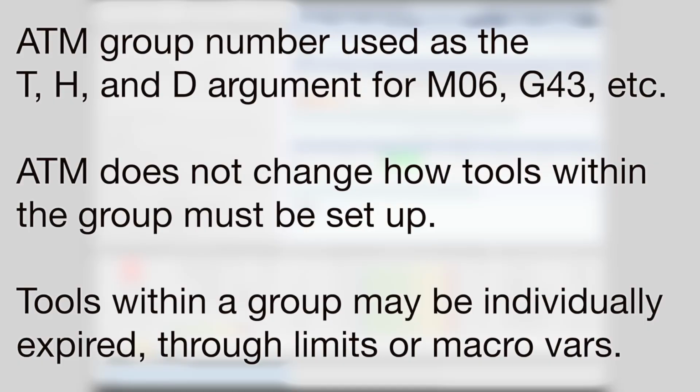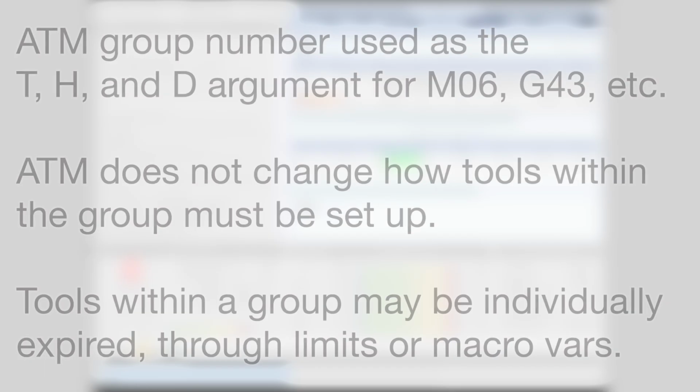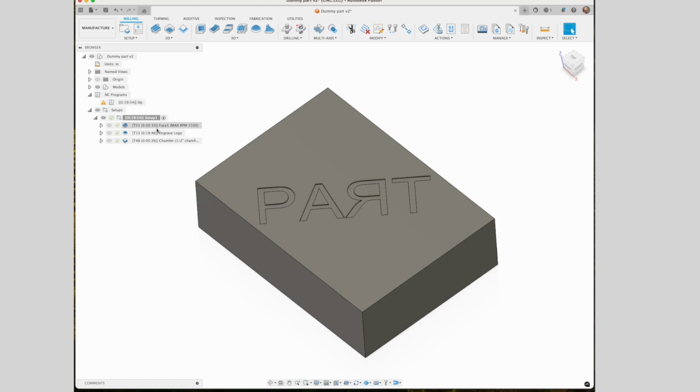ATM does not change how tools within the group must be set up. You still need to measure each one of them individually. Tools within a group may be individually expired through limits or through macro variables. Now that we know approximately what we want the generated code to do, let's look at manually making a sample program respond to broken tools.